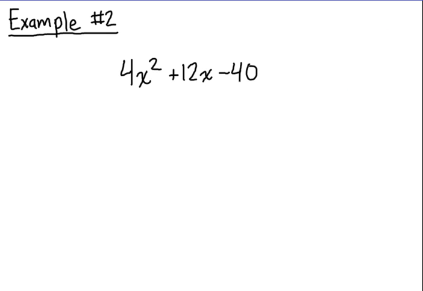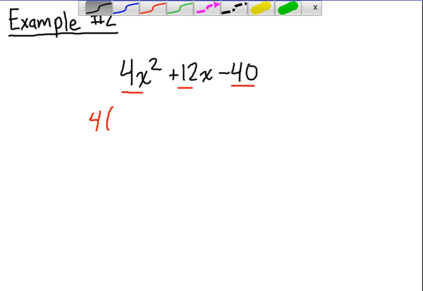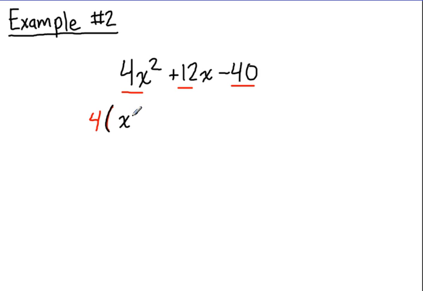Let's take a look at the next example. We've got 4x squared plus 12x minus 40. Again, we want to see if there's a greatest common factor we can take out of all three terms. Here, it's going to be 4. 4 goes evenly into 4x squared, 12x, and minus 40. So if we factor the 4 out front, let's take a look at what will be left as part of our quadratic here. We'll have x squared plus 3x minus 10.